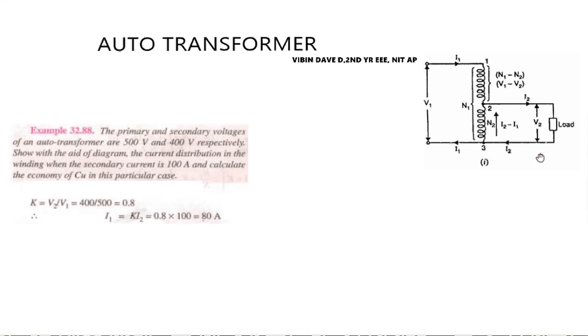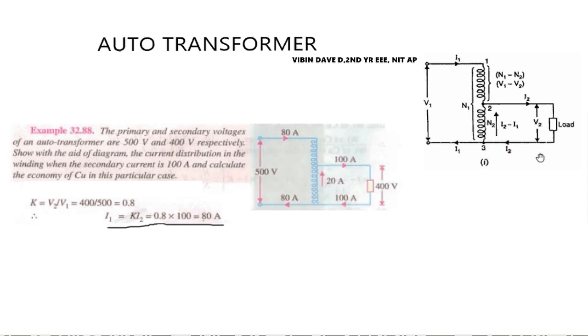K equals V2 by V1, and we will get the transformation ratio. Then we can find I1 using this formula: I1 equals K into I2. We have seen that K equals I1 by I2, so obviously we can find I1 and I2 by this. After finding I1 and I2, we need to draw the diagram. So this is the mentioned diagram. Everything is marked here, primary voltage, secondary voltage, current, everything is marked in this diagram itself.